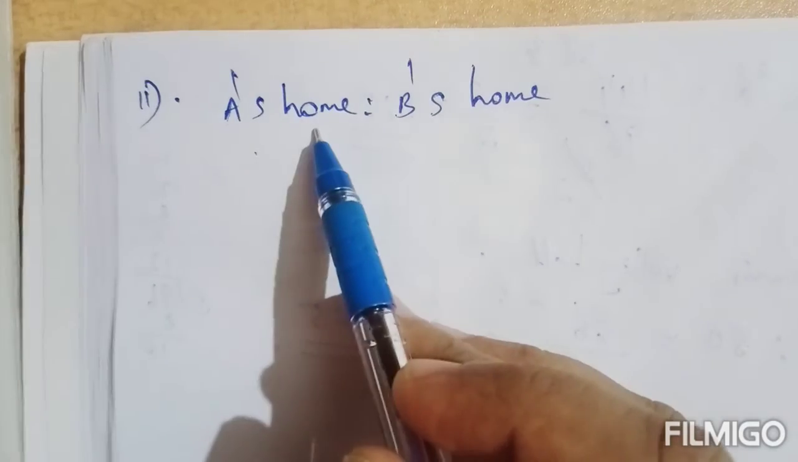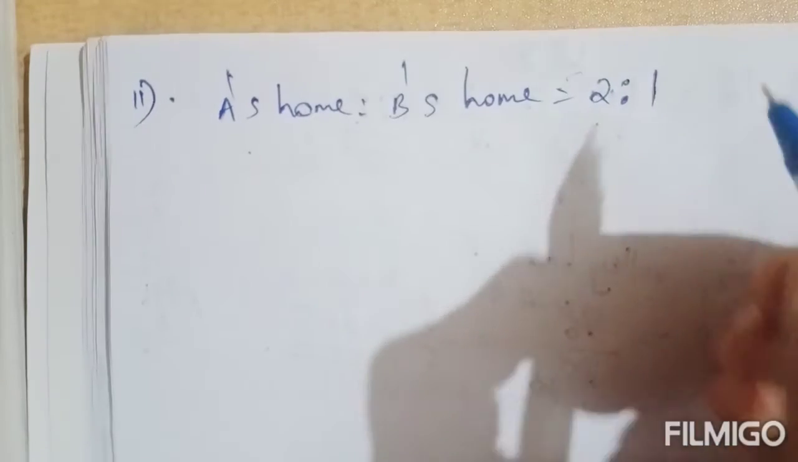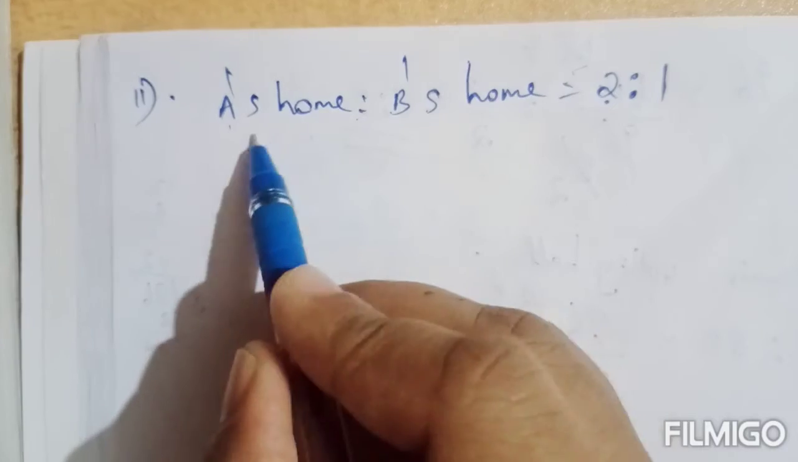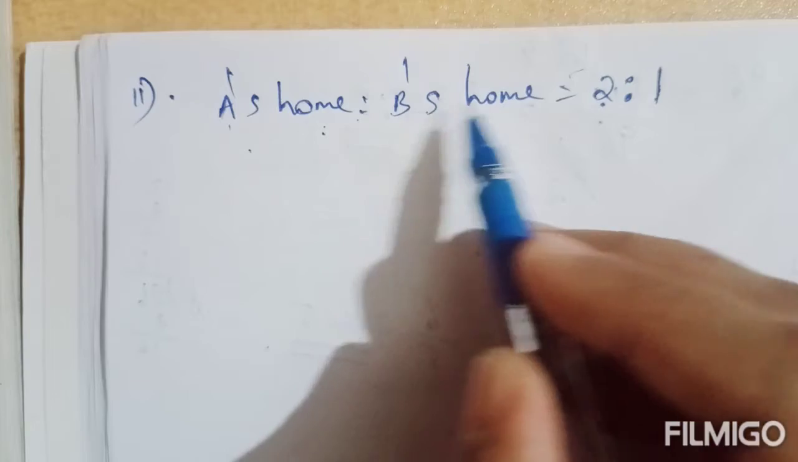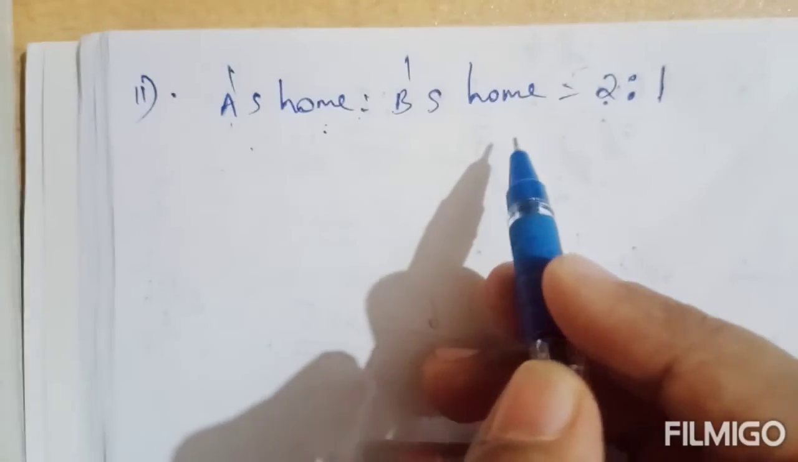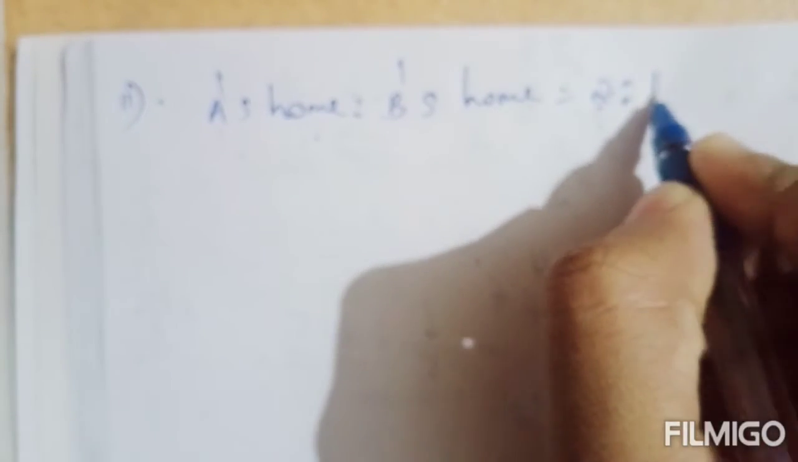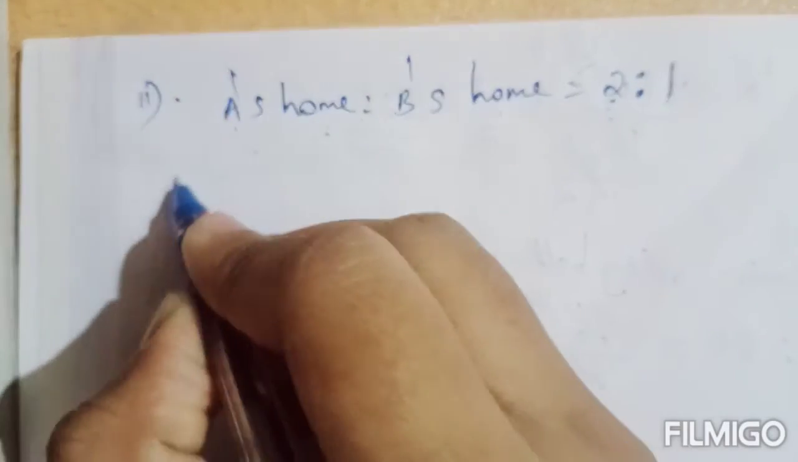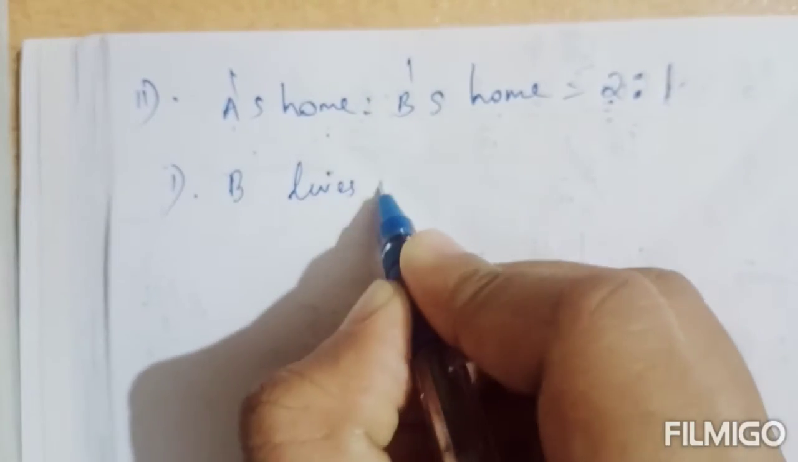Distance from A's home to school is to distance from B's home to school, it is given 2 is to 1. So this 2 represents distance from A's home to school, and this 1 represents distance from B's home to school. So who lives nearer to school? Which is the smallest number here, 2 or 1? Here it is 1. Okay, so this 1 actually it represents distance of B's home to school. So first question answer it is B. Okay, B lives nearer to school.